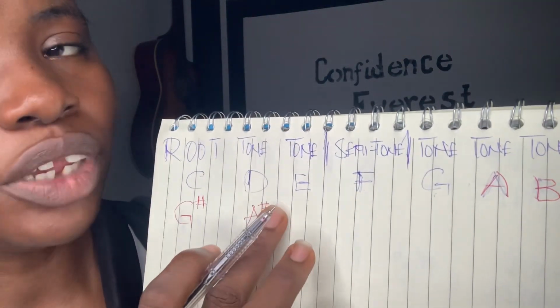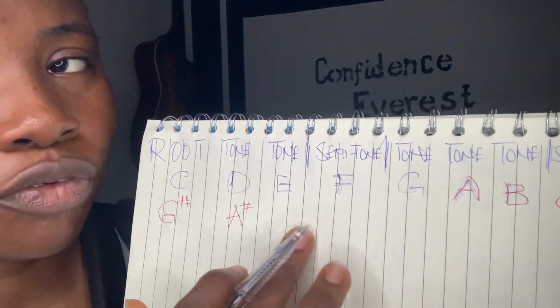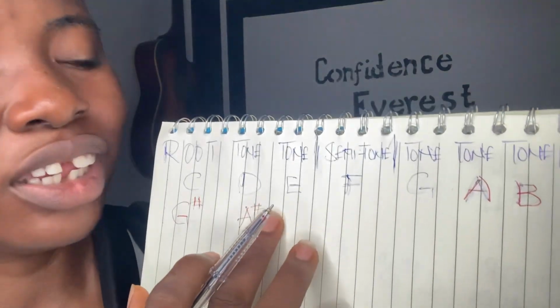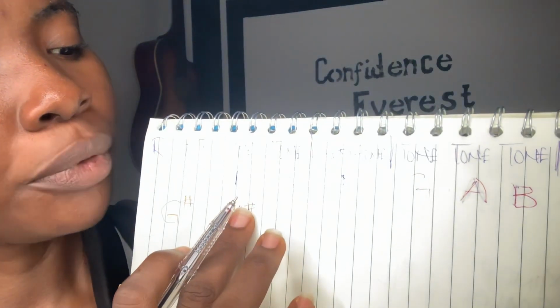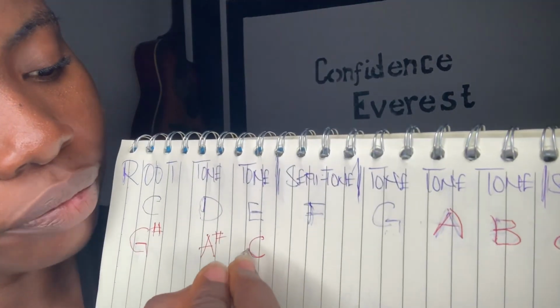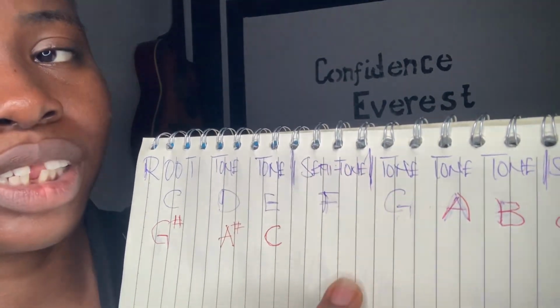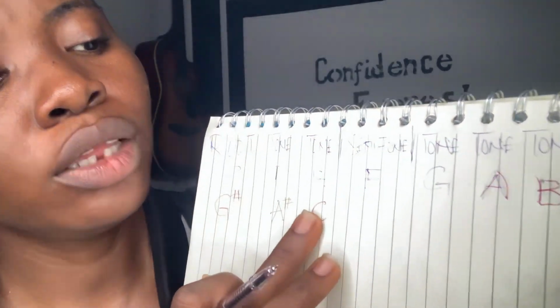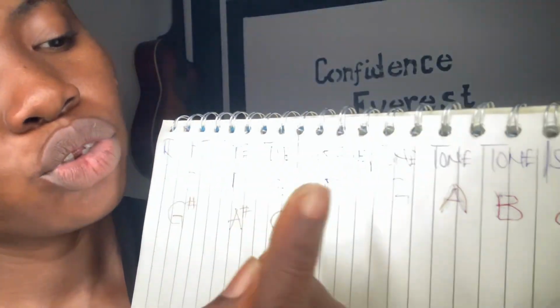From A sharp to B, in this G sharp note formation, is a semitone, but from A sharp to C is a tone. So we have it here to be what? C. Now we need to get a semitone. We know that from C to C sharp is a semitone. So we have C sharp.